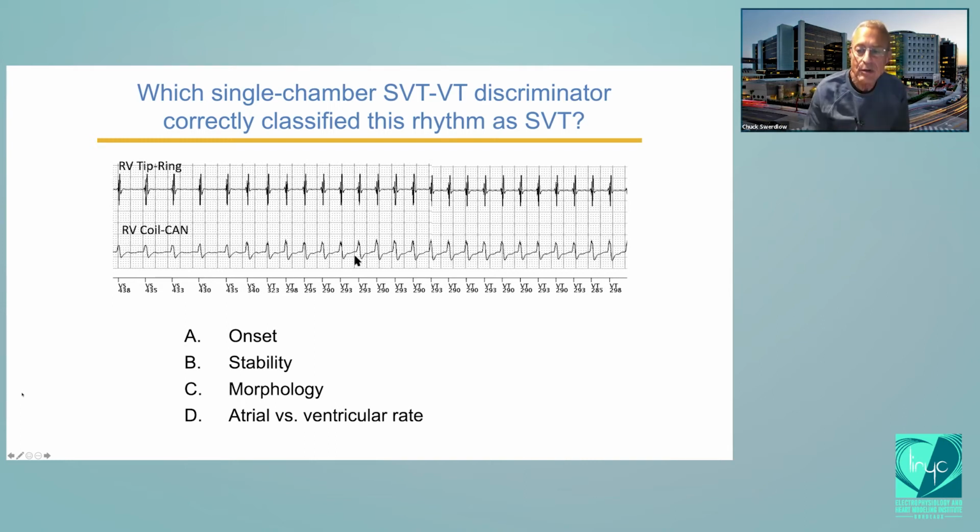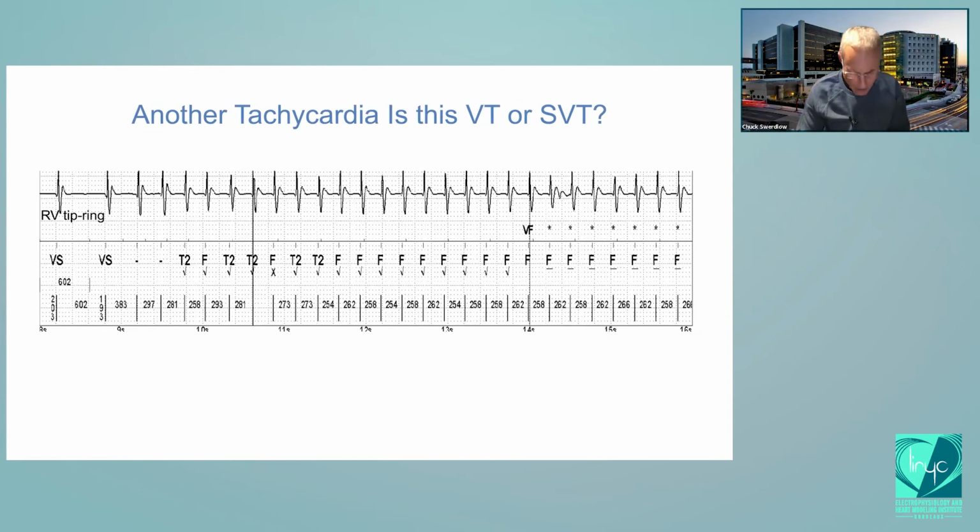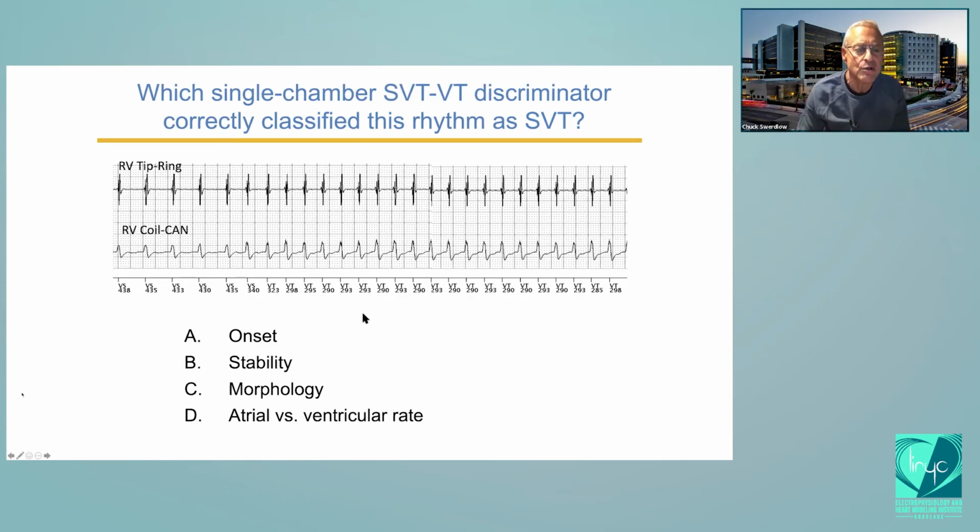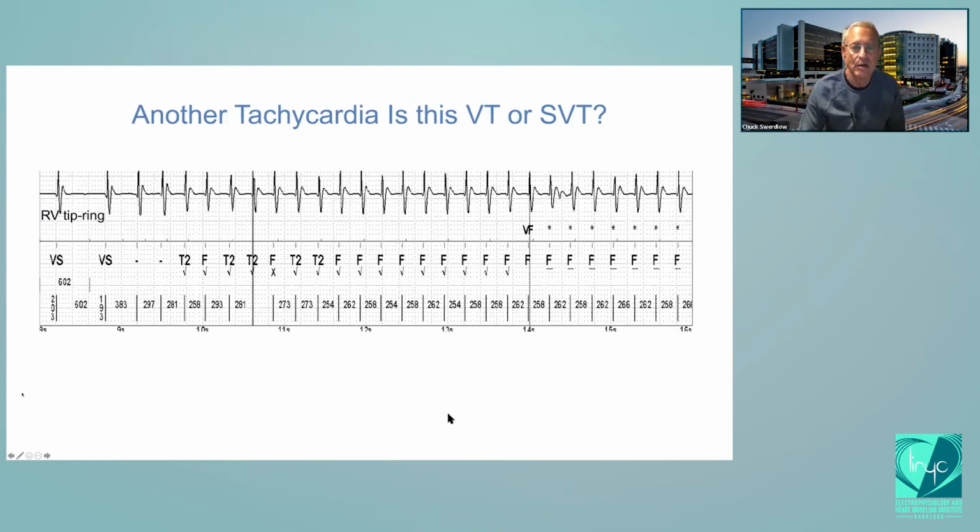How do I know that? Oh, I'm sorry. Did I get this right? I know, oh gosh, you know what? I didn't show it to you, and I apologize. But take my word for it. I left out a slide showing the morphology match points, but morphology did get this right. And of course, atrial versus ventricular rate is not a single chamber criterion.